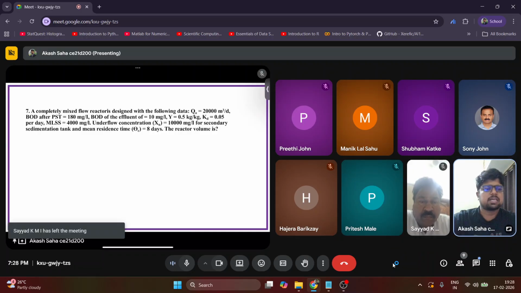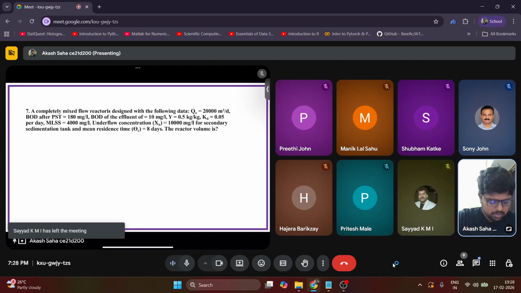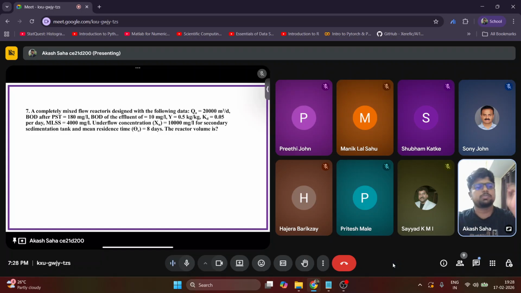All the parameters are given here. So you have to find out the reactor volume. There is one equation. Just apply that equation and you will get the reactor volume.